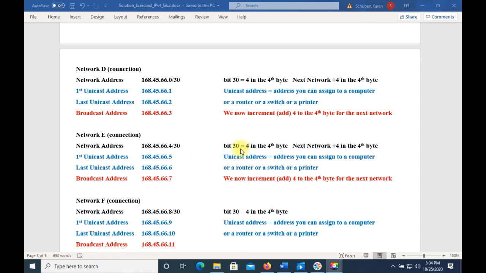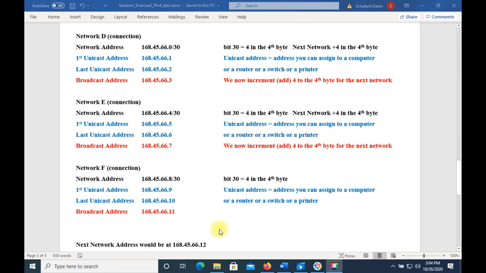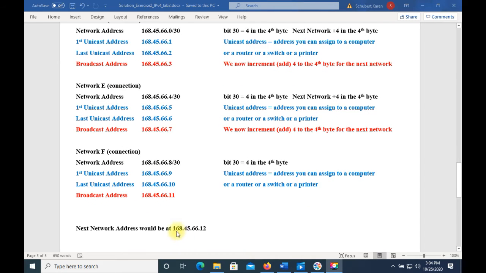And again, bit 30 is worth 4 in the 4th byte, so for the next network we must again add 4 to the 4th byte, and so the last network address in our example is 168.45.66.8 /30. If we had to make another network, it would be at 168.45.66.12.